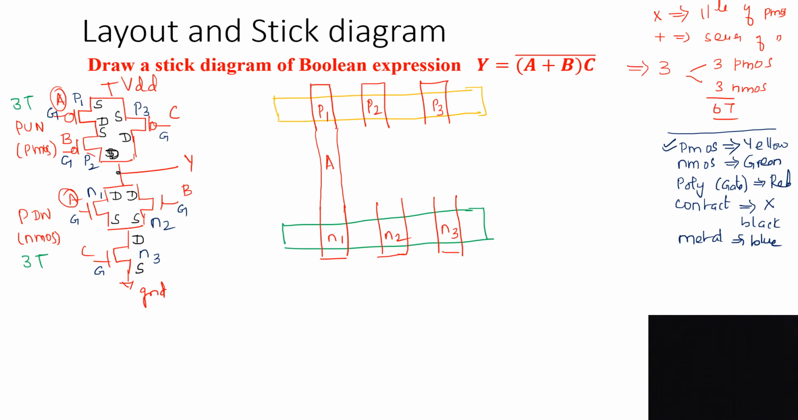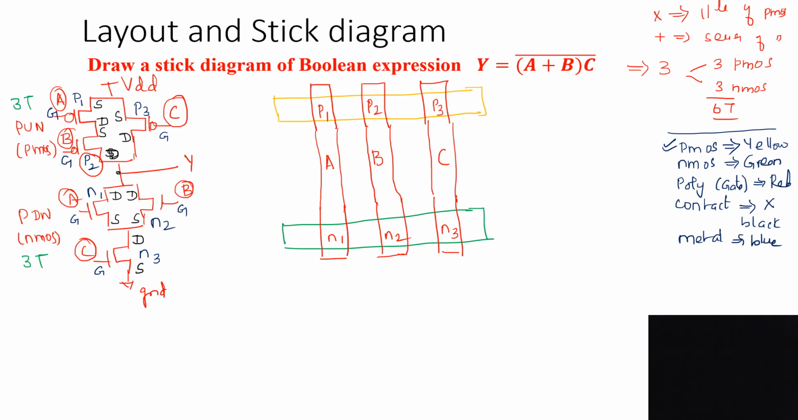See here, the P2 input is B and the N2 input is also B. So both will be connected together. Instead of giving separate inputs, we are giving the same input to both the transistors. And for P3 the input is C here, and for N3 also the input is C. So I will connect both the transistors together and the input is C. Okay, then I have to give the connections.